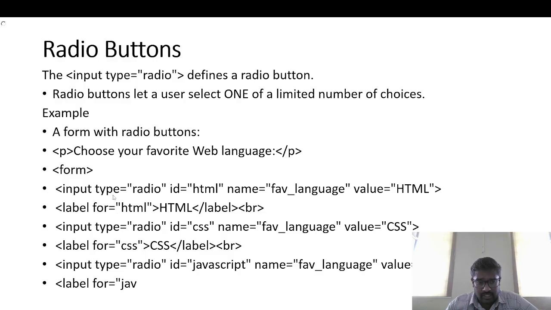For that, I have written input type equal to radio, ID equal to HTML, name equal to favorite language, and value equal to HTML. Then I create the label for HTML. Similarly, the second one is input type equal to radio with the ID for CSS, the same name favorite language, and its value, and a label for CSS. So I can select any one of the favorite languages among HTML, CSS, and JavaScript.